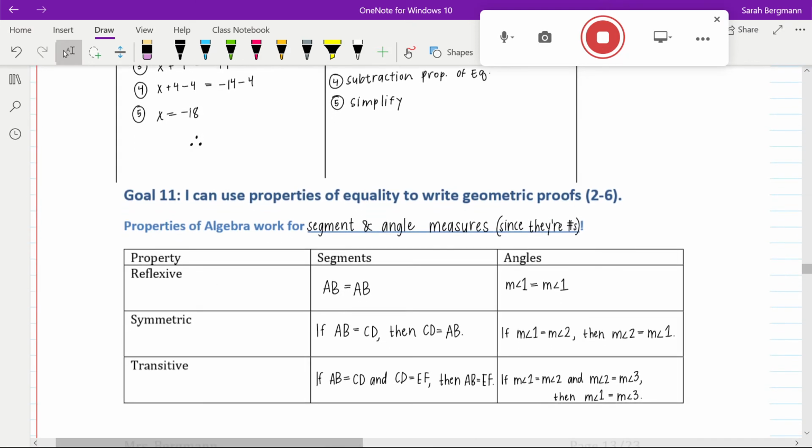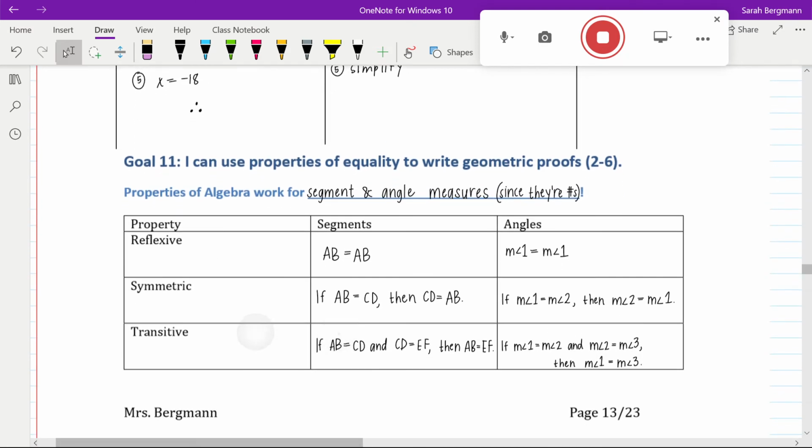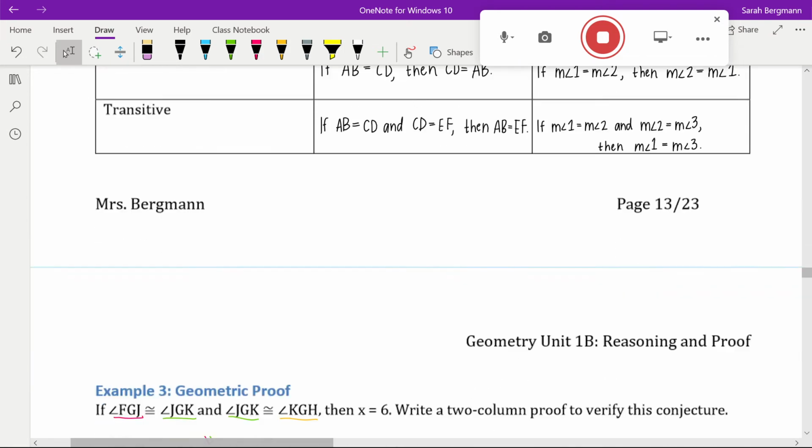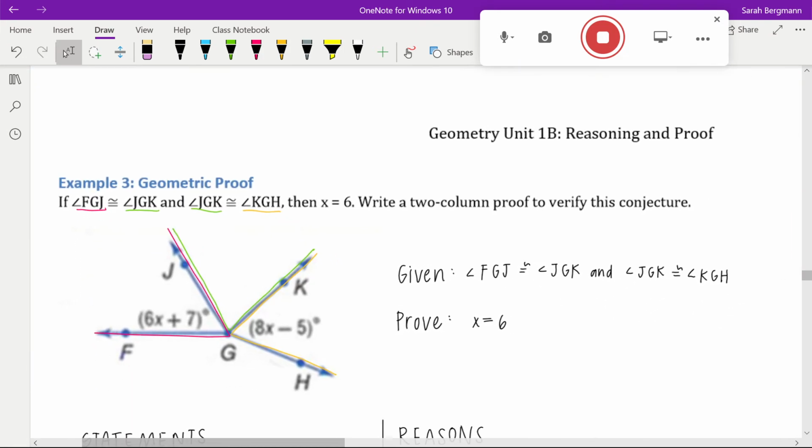We're also going to talk about using these properties of equality to write geometric proofs, and it's not going to be very much different because the properties of algebra that we just talked about also work for segment and angle measures because they're just numbers. So I wrote them out as they would appear for segments and angles, the reflexive, symmetric, and transitive property here. Pause the video and write these down in your notes on your own. Let's do an example together.